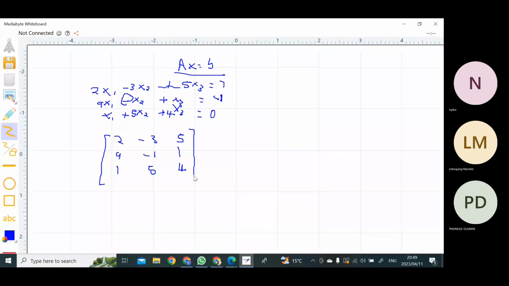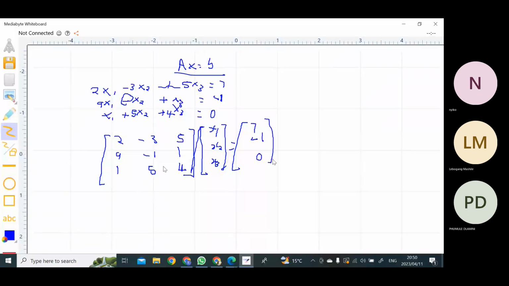Then we cycle it. It must not be like that way, I just made a mistake. Then you're going to say x1, x2, x3. This is equal to, and here you write 7, minus 1 and 0.